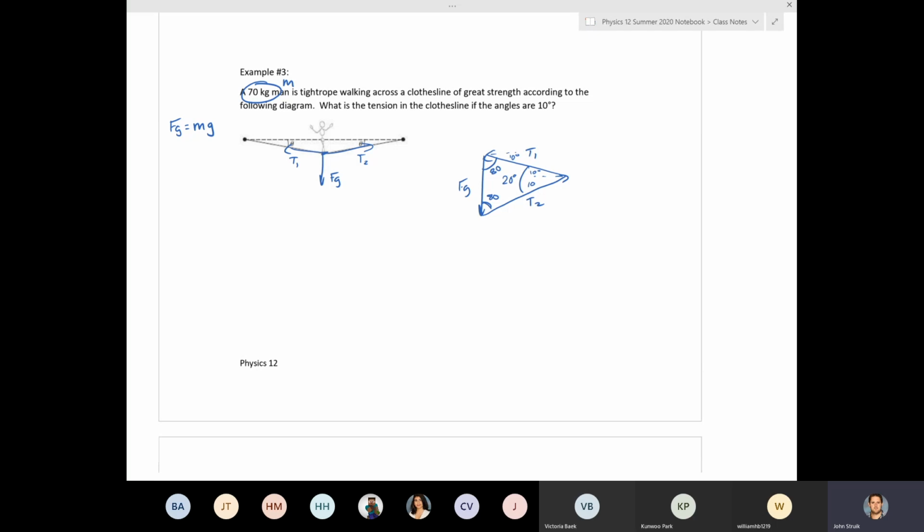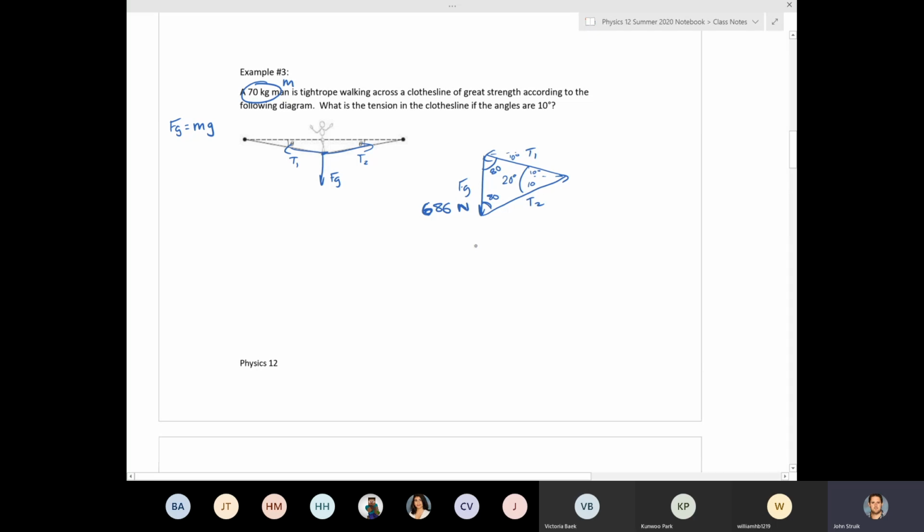So the man is 70 kilograms, so that means his weight is going to be 70 times 9.8. So that's 686 newtons. Okay, I know some teachers use 9.81. I use 9.8. I'm hoping that's okay with everyone.